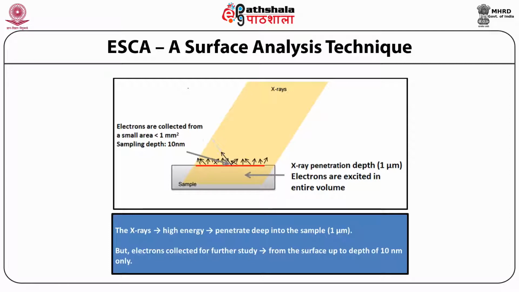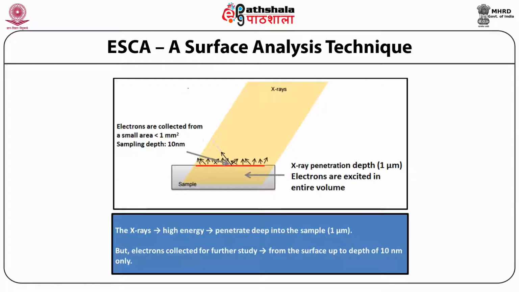The X-rays which are incident on the surface are very high energy radiations. They penetrate deep into the sample, roughly 1 micrometer. Then the atoms get the energy and electrons are ejected out. But the electrons collected for further study, which obviously would be ejected out from the surface, come from a depth of about 10 nanometers only.